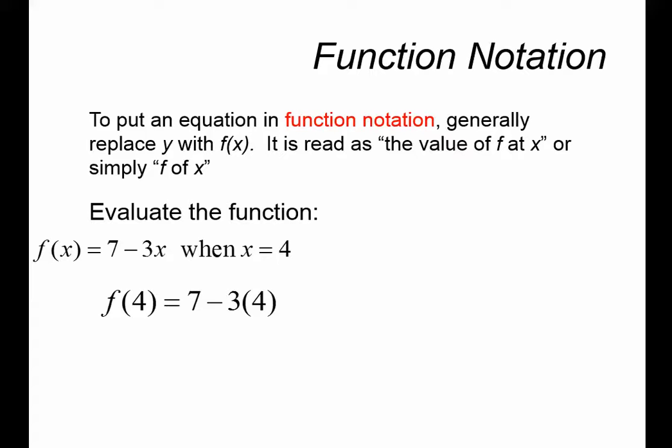It's going to be 7 minus 12, and that's -5. Okay, so f of 4 equals -5. The value of the function at 4 is -5. And that's the point, 4 comma -5. So if you were to plot that, you'd go over 4 to the right, and then you'd go down 5. It's the same thing as x comma y, 4 comma -5, or in this case, x comma f of x.